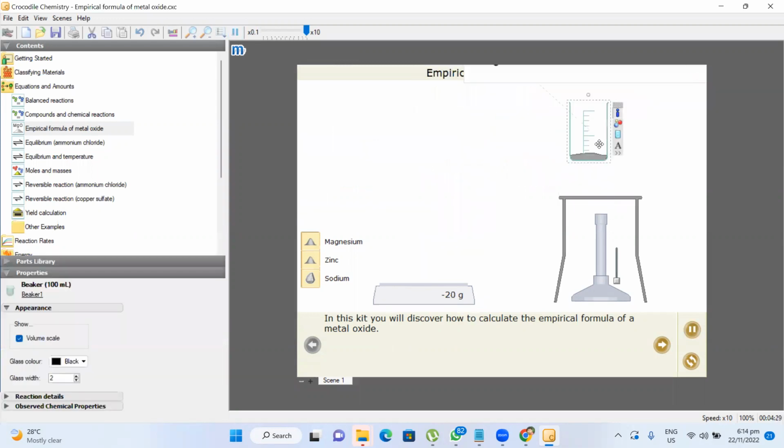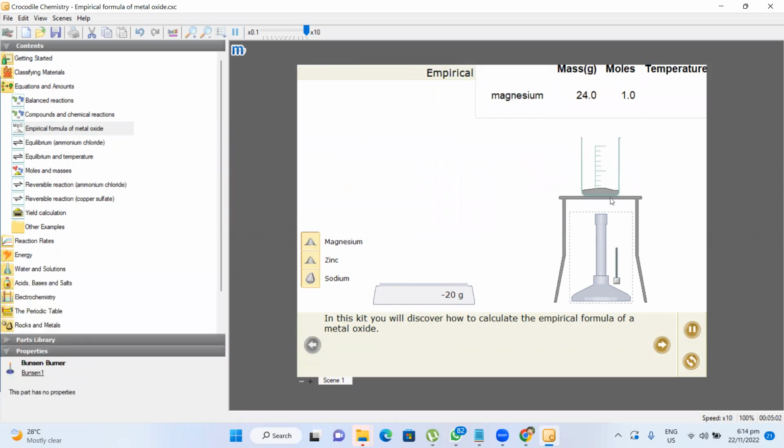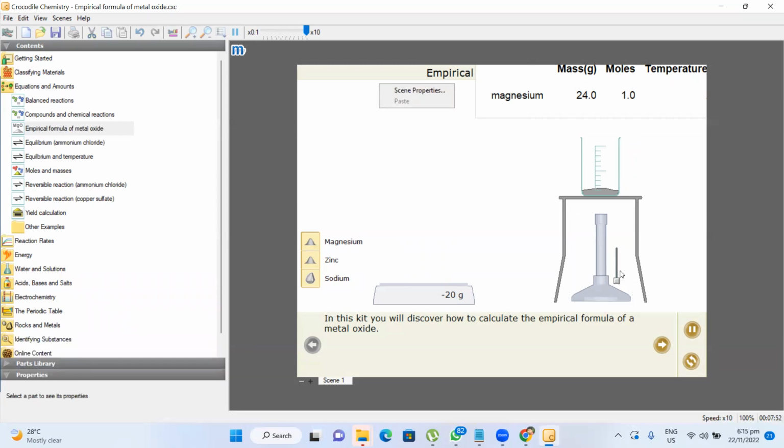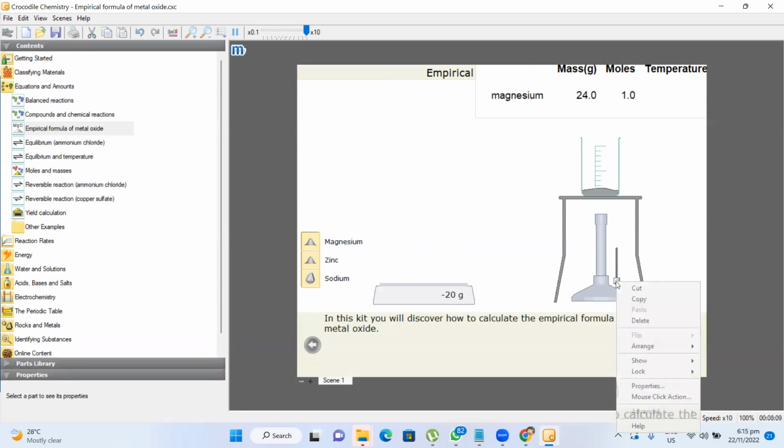So when I put this magnesium here, what is this setup? What do you take to increase the temperature? Have you heard of this? This lamp is called a Bunsen burner. Actually, instead of that, you can use gas also.